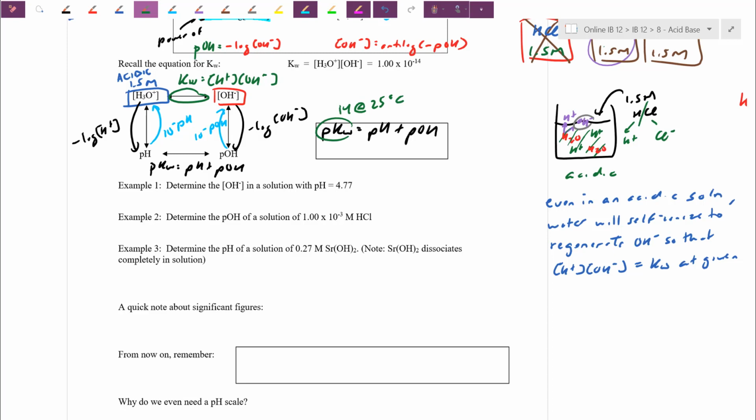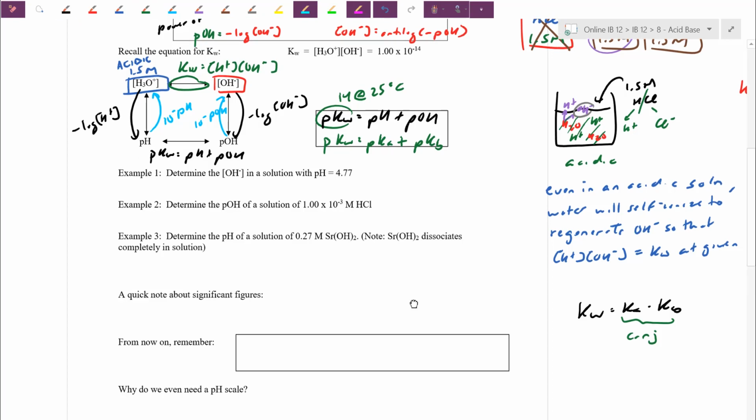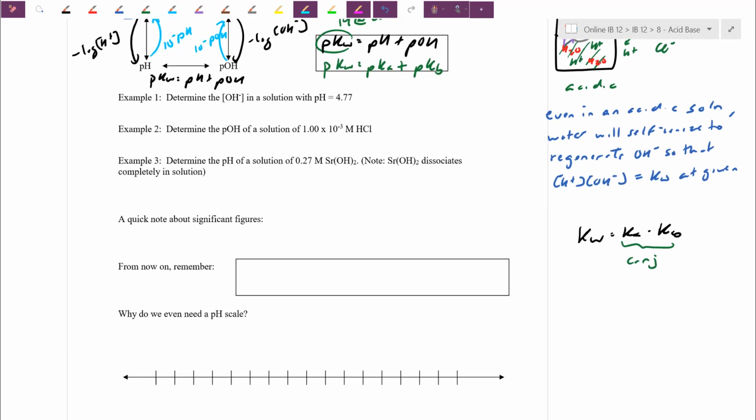Remember, previously we also had a relationship, KW was equal to the KA times the KB, when these ones here were conjugates of each other. In a very similar derivation here, I'll let you derive it for yourself, the pKW is also pKa of the acid plus pKb of the base. All right. So there are some practice questions here we'll come back to. I just want to flesh out some of these other key details first.